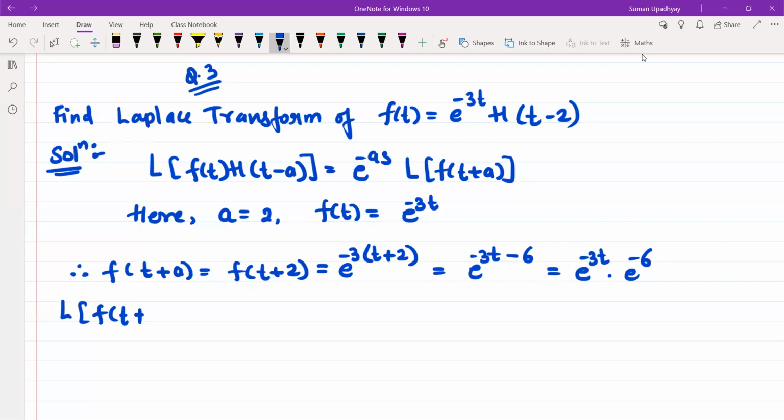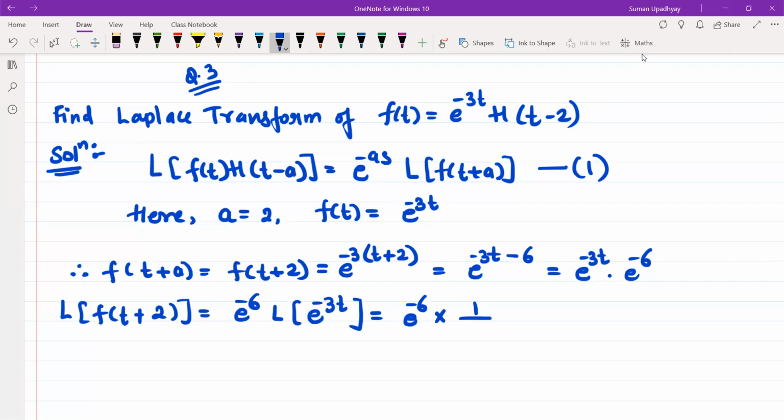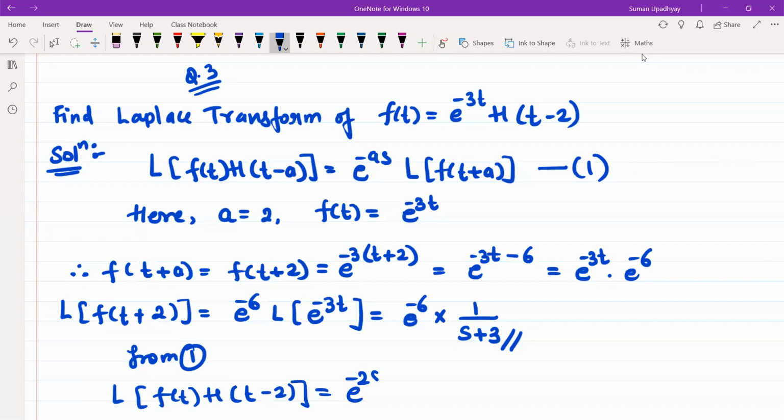So Laplace of f of t plus a, where a is 2 over here. e raised to minus 6 is the constant that will come out, and we will find the Laplace transformation of e raised to minus 3t. We know what its answer is. What is Laplace of e raised to minus 3t? 1 upon s plus 3. So I got Laplace of f of t plus 2. Now you put it in equation number 1. So from 1, Laplace transformation of f of t h of t minus a, where a is 2, will become e raised to minus 2s into e raised to minus 6 into 1 upon s plus 3. So this is my answer.